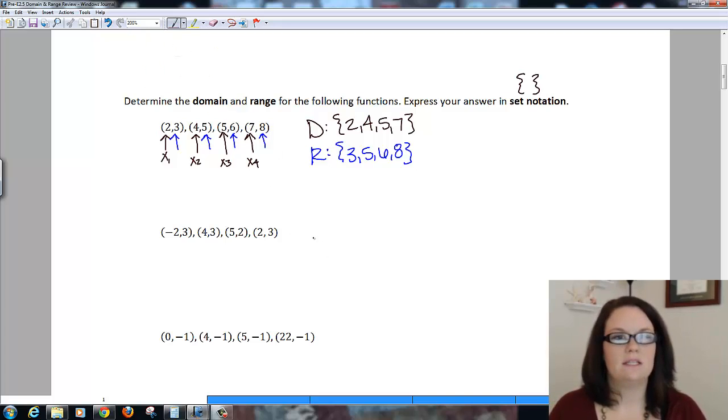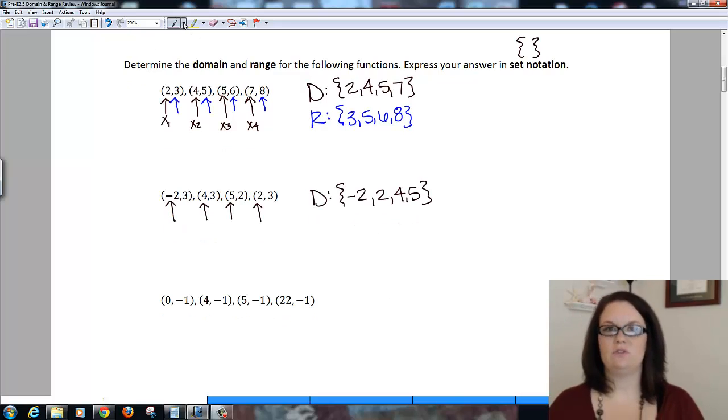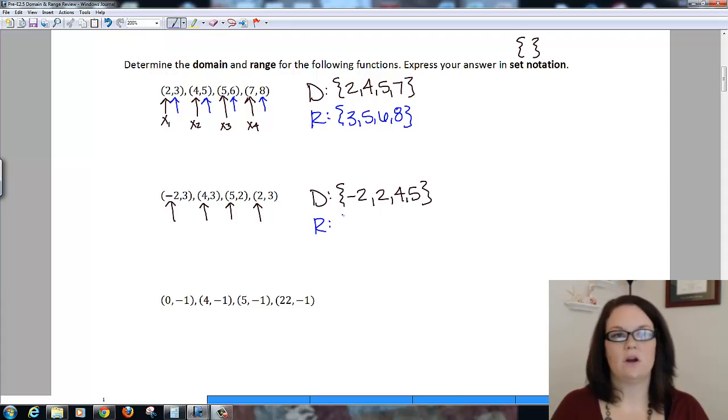Let's look at the next one. Again, my domain values are my input values. So here my input values are -2, 2, 4, and 5. I always like to list them from smallest to largest. So we have -2, 2, 4, and 5. And then to find our range, we just look at our y values or our outputs. Here we have 3, 3, 2, and 3. So basically I have 2 and 3. I don't have to list it more than once.